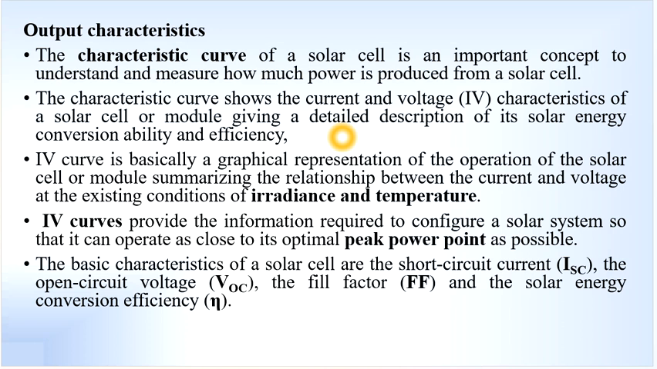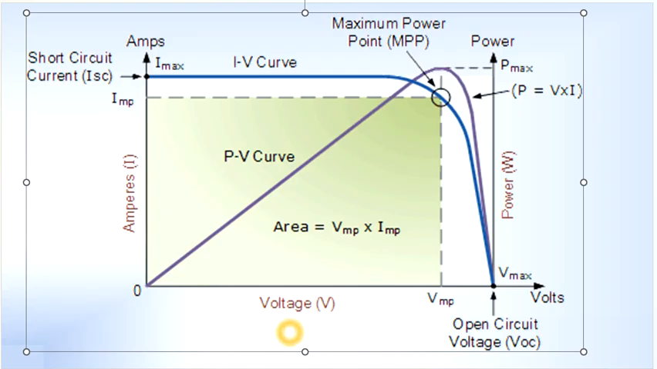And the basic characteristics of a solar cell are the short circuit current, or these are the parameters of characteristics. It is not characteristics, basic parameters of the characteristics. They are short circuit current, open circuit voltage, the fill factor, and the solar energy conversion efficiency, right?